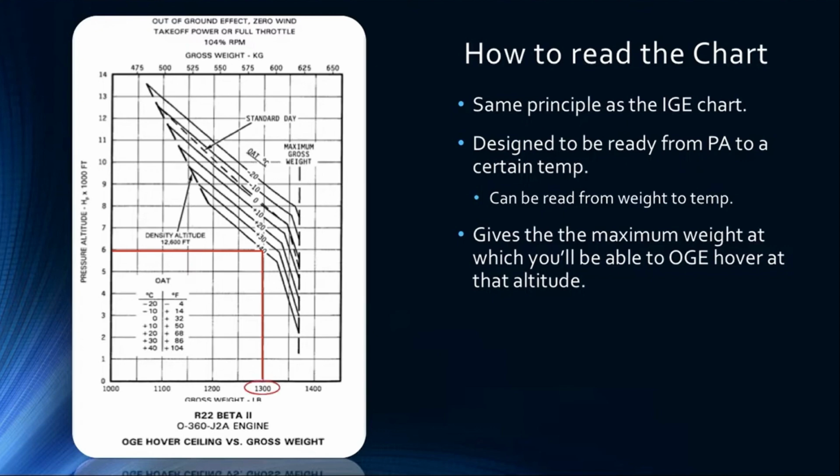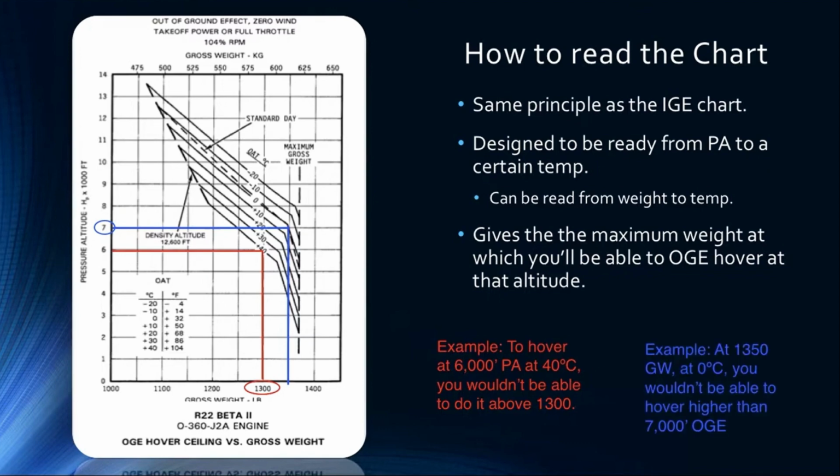Okay, so again, you've got an example here. You can kind of use it both ways. We already talked about this with your in-ground effect stuff, so you can see your two different scenarios here in red and blue. In the first scenario, you want to hover at 6,000 foot pressure altitude, 40 degrees. You would not be able to do that above a weight of 1,300 pounds. Now, in the other example, you have to be at 1,350.